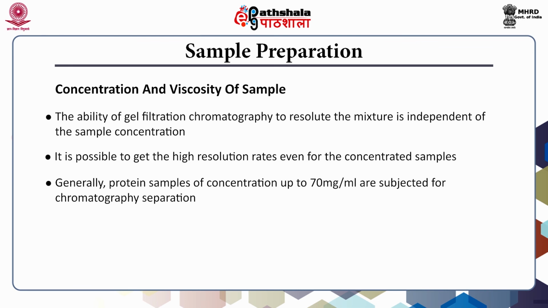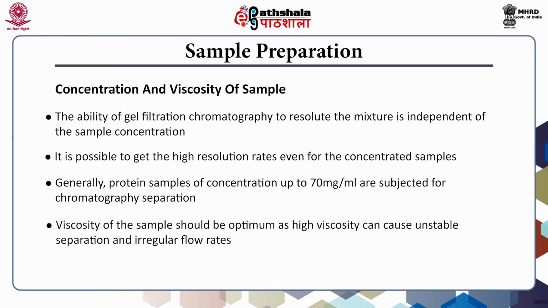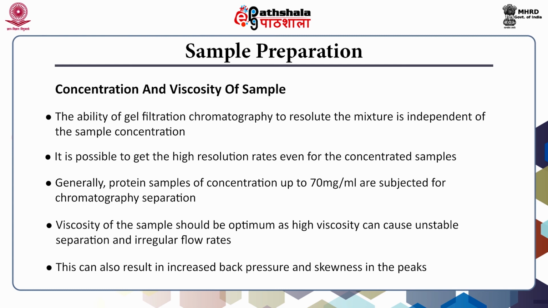Generally, protein samples of concentration up to 70 milligrams per ml are subjected to chromatography separation in gel filtration chromatography, but the viscosity of the sample should be optimum. Why? Because high viscosity can cause unstable separation and irregular flow rates, as we have already discussed. This can result in increased back pressure and skewness in the peaks. That is why we have to make the sample with optimum viscosity, and we should not increase the viscosity of the sample in gel filtration chromatography.